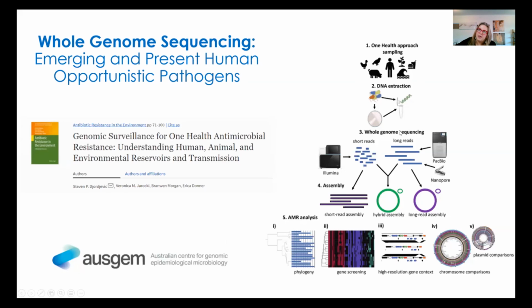So how to trace a human opportunistic pathogen? I hope I still have time. It's via whole genome sequencing, and we do this regularly in our laboratory. And what we do is the One Health approach again. Once we discover the microbial community and identify a pathogen, we sequence the genome of this pathogen to understand whether it is truly carrying antimicrobial resistance genes or not. And we do this process in collaboration with the Australian Centre for Genomic Epidemiology Microbiology, which is located in Sydney at the University of Technology Sydney.